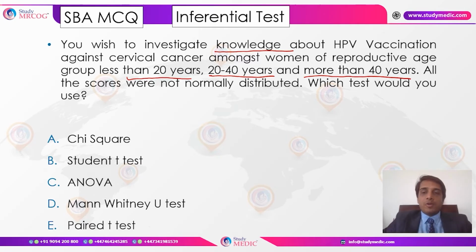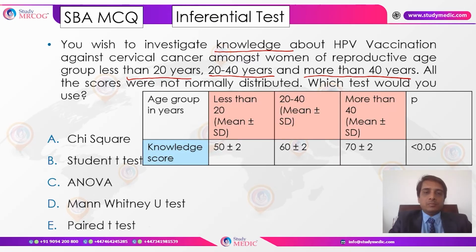So if we translate this into data, the knowledge score in three independent categorical groups, mutually exclusive categorical groups. What is the difference in the knowledge score? In such a case, what is the assumption given? That it is not normally distributed. Now, if it was not normally distributed, what test would you use? Yes, it is Kruskal-Wallis test.